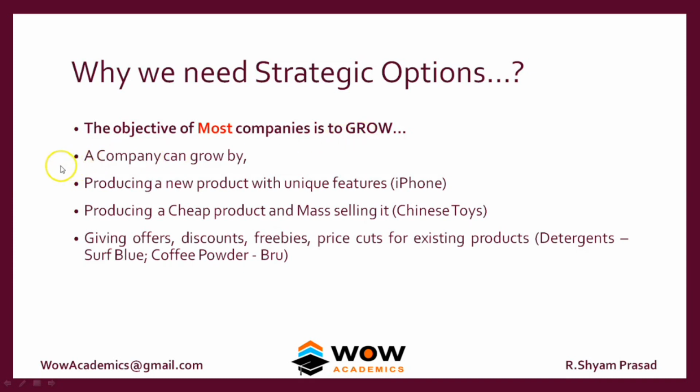For example, if you are an established company, you can produce a new product with unique features. That's what iPhone does. Or you can produce a very cheap product and sell it to a lot of people, something like Chinese toys. Or you can give discounts, offers, freebies. You can go for price cuts for existing products. That is what detergent companies usually do. Detergent and coffee powder companies usually go for this kind of option.